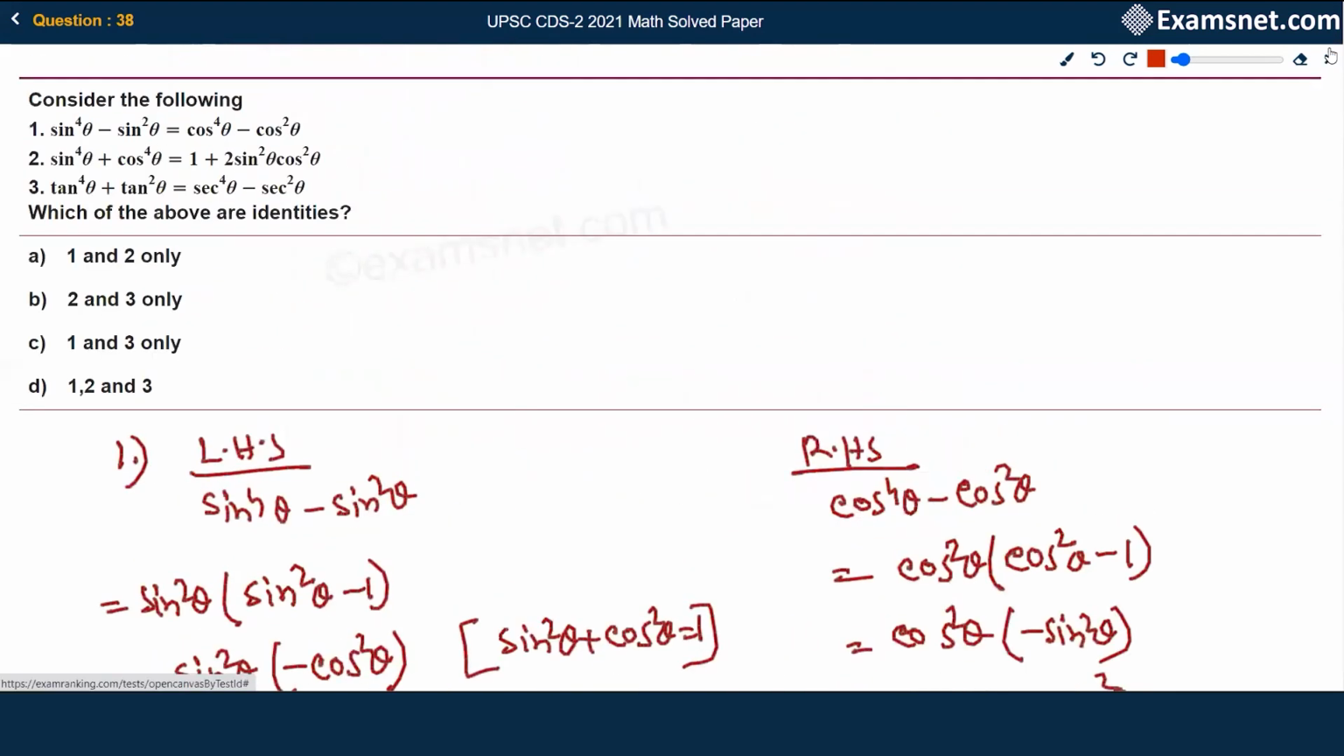So which of the above are identities? We have seen only the second statement is wrong. Other than that, 1 and 3 are true. That means 1 and 3 are identities.